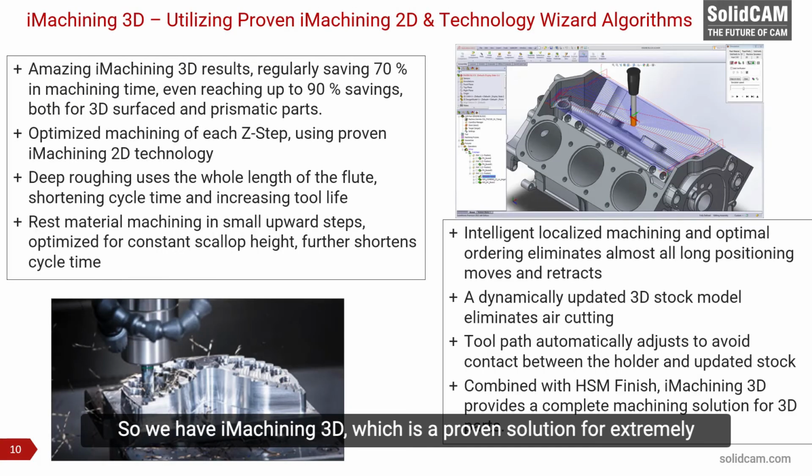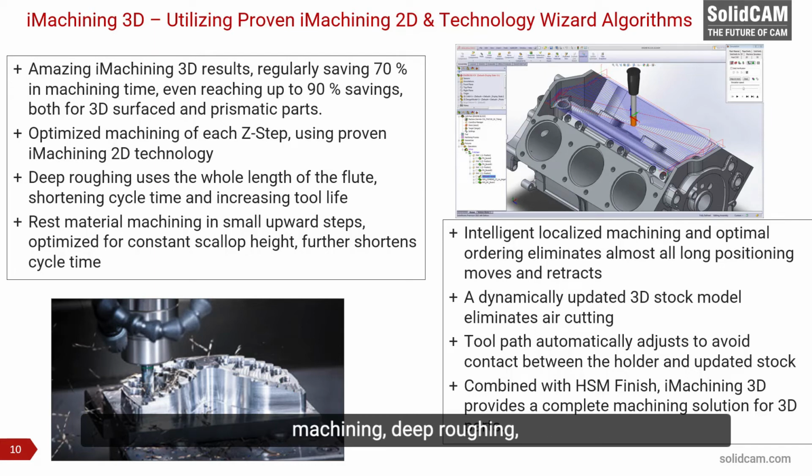So we have iMachining 3D, which is a proven solution for extremely fast and rapid machining of inserts for mold making. So they save up to 70% of machining time. It uses the proven iMachining 2D technology and then creates the Z step to create the scallops for you when doing the machining. Deep roughing uses the entire cutting length available on the tool, thereby shortening the cycle time and increasing the tool life.